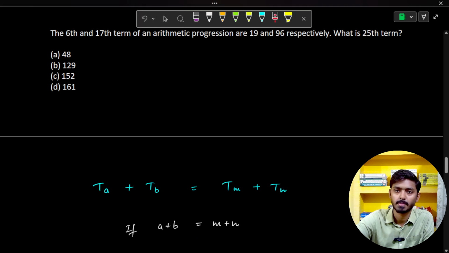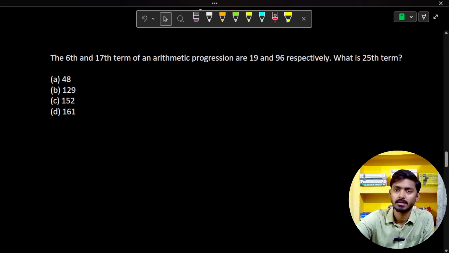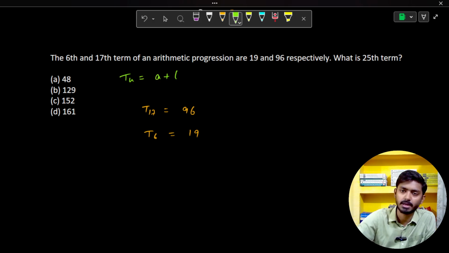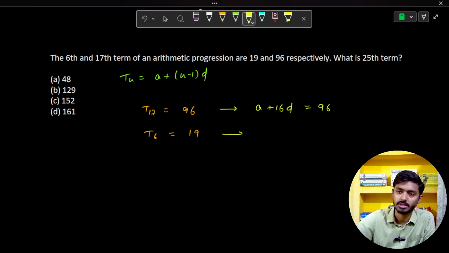The sixth term and 17th term of a series are given. Let me write T6, which is 19, and T17, which is 96. We are supposed to find the 25th term. Very simple: we know the formula for Tn is a plus (n minus 1) into d. If we put the value of n to be 17, we get 17 minus 1 is 16, a plus 16d, which equals 96. Similarly, if I put the value of n to be 6, I get 5 over here. So I can write this as a plus 5d equals 19.